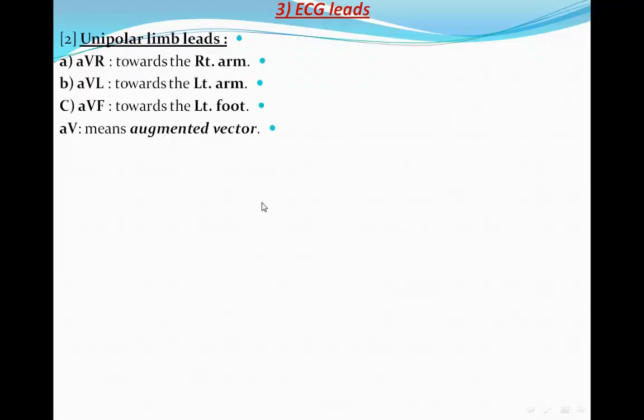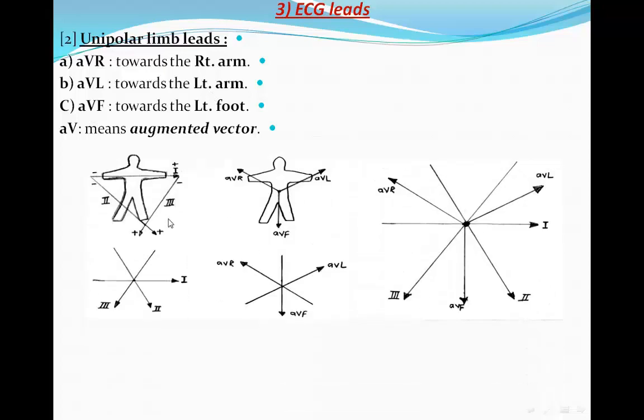Unipolar limb leads. AVR towards the right arm. AV means augmented vector. R, right. AVL, L, left arm. AVF towards the left foot.